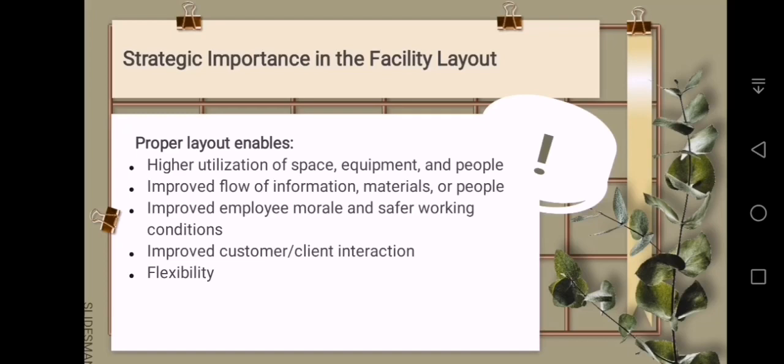Next slide. This is the strategic importance in the facility layout. There are five things a proper layout enables. First is the higher utilization of space, equipment, and people. Second, improve the flow of information, materials, or people. And third, improve employee morale and safer working conditions.